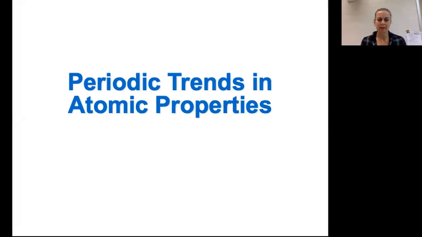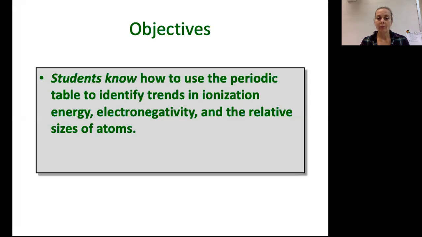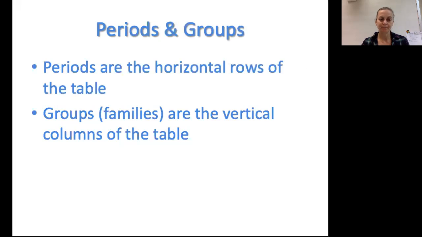Today we are talking about some of the trends in atomic properties and how those are periodic, or how they are repeating as we look at the periodic table. So, what are we going to do today? Today we are going to define three different atomic properties: ionization energy, electronegativity, and atomic radius. And we are going to learn how to use the periodic table to predict those trends and identify those trends.